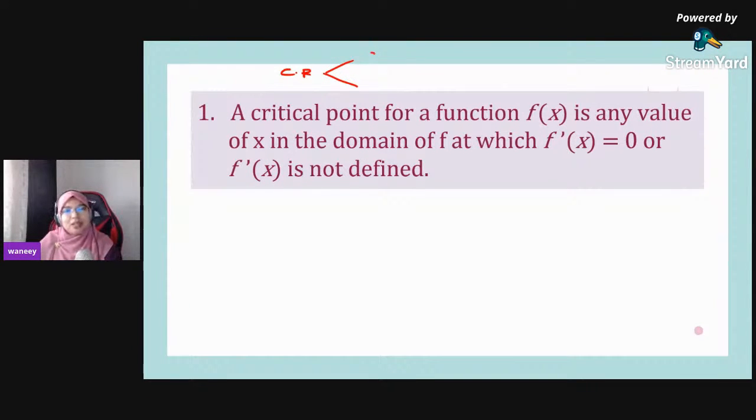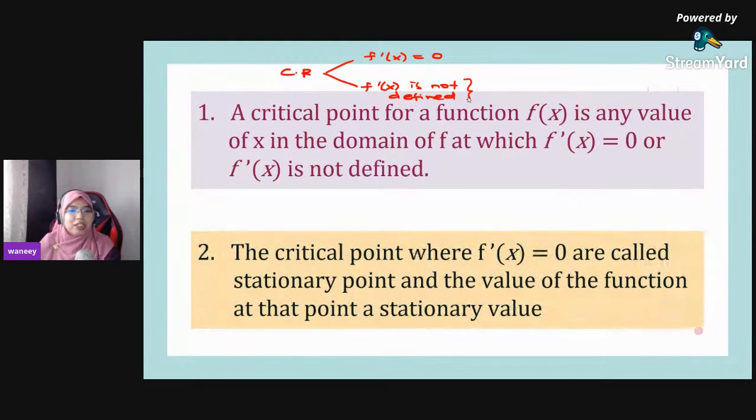The first one, if let's say you have f prime of x equal to 0, and if you do have some fraction, then it will be the point when f prime of x is not defined. So this one is normally if we have a fraction. Ini biasanya kita ada fraction. If let's say in our fraction we have 0 in our denominator, then that means f prime of x is not defined. Okay, so the second one, the critical point where f prime of x equals 0.